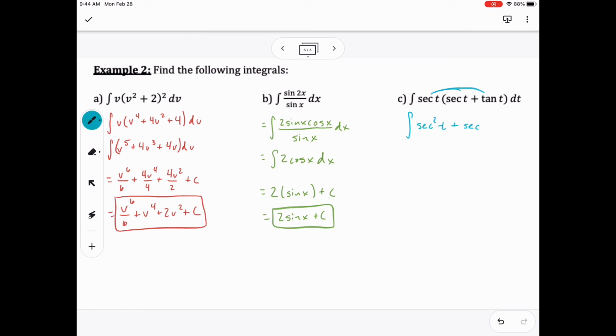C is very similar to A, where I have to distribute. And then I notice that secant squared, the antiderivative of that, would be tangent. And then the antiderivative of secant times tangent would be secant. And I'm able to get that following identity.